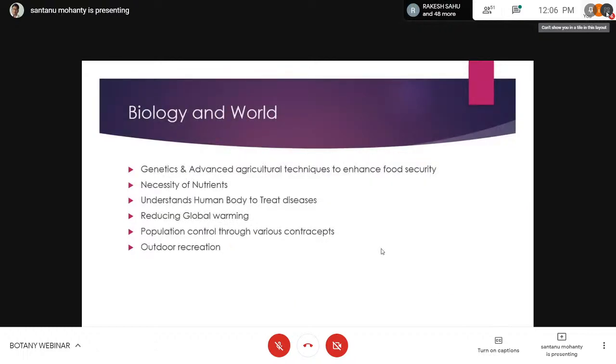My next point is biology and the world. These are a few basic points which show how biology and we are related. Everything in the entire world that you see today in front of you, apart from the man-made things, is all nature's gift. And you know that last year nature gave us a befitting reply to our supremacy. It showed us what we are in front of it. So if we take what biology is, I can indirectly term it as nature.